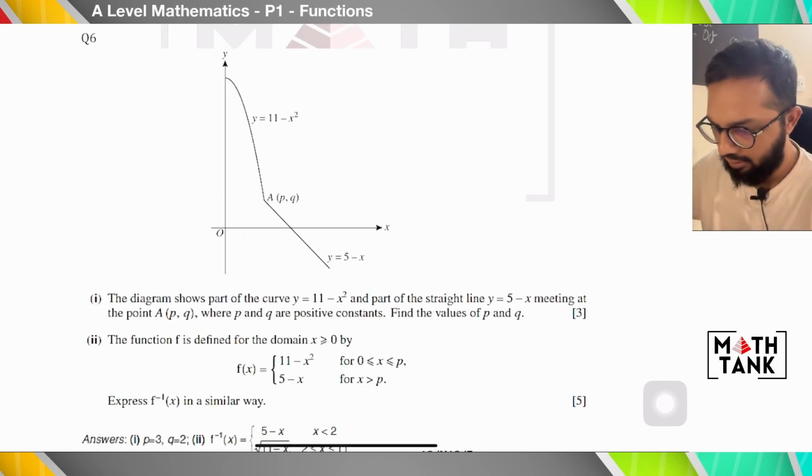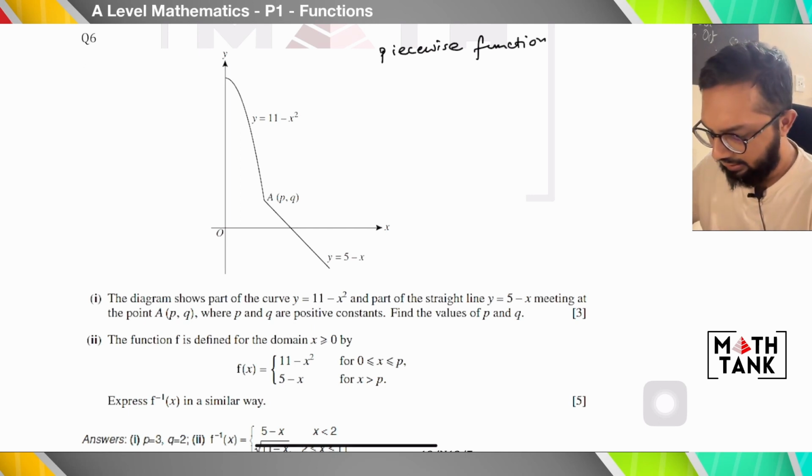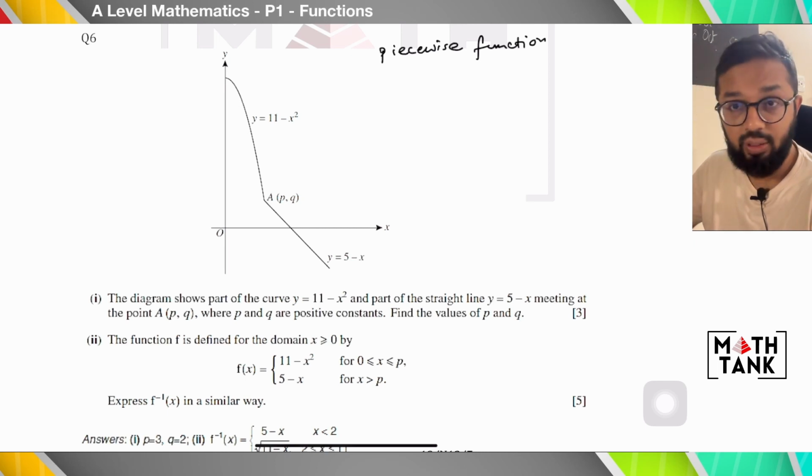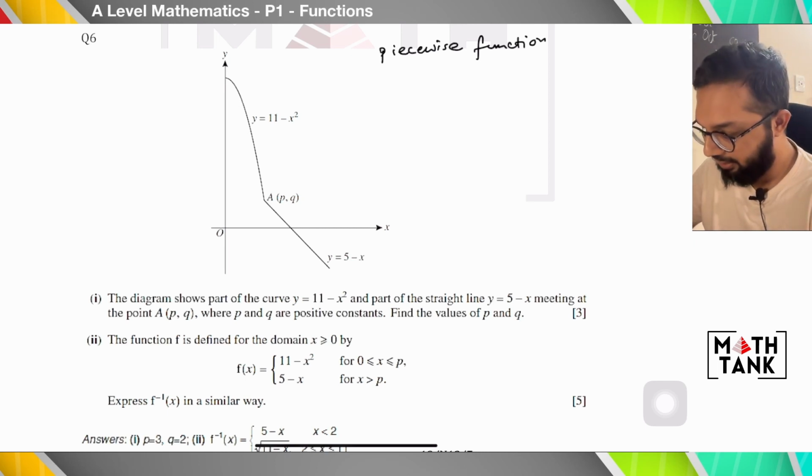Okay, the next question is also a piecewise function. I can say that this is in two pieces. Okay, let's see what the question says. The diagram shows parts of the curve y equals to 11 minus x squared and part of the straight line y equals to 5 minus x meeting at the point A, P comma Q, where P and Q are positive constants. Find the value of P and Q.